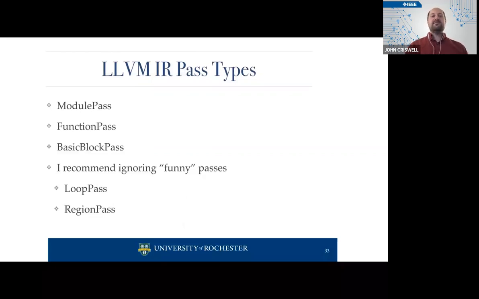Now, there are other types of passes called loop passes, region passes, etc. I call these the funny passes. I recommend ignoring them. If you're starting out with LLVM-IR, it can be very difficult to determine when you should use a loop pass, when you should use a region pass. You can never go wrong using a module pass, function pass, or basic block pass. And so my recommendation, at least when you're first beginning work with LLVM, is to stick to module pass, function pass, or basic block pass. Ignore all those other fancy pass types. Ignore the loop pass and the region pass.